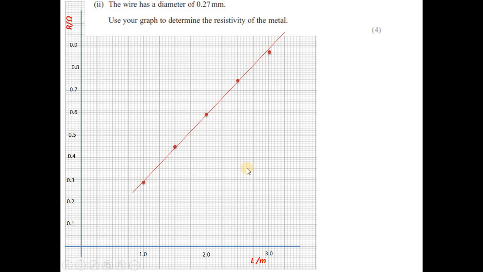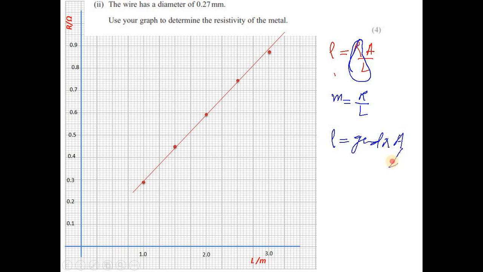Part 2: the wire has a diameter of 0.27 millimeter. Use your graph to determine the resistivity of the metal. The formula for resistivity rho is RA by L, and R by L is the gradient M. So if you find the gradient of that line, you have R by L, and resistivity will be gradient times the area. For area, you can use the formula pi d square by 4, and the diameter is given as 0.27 in millimeter. Don't forget to convert into meter.